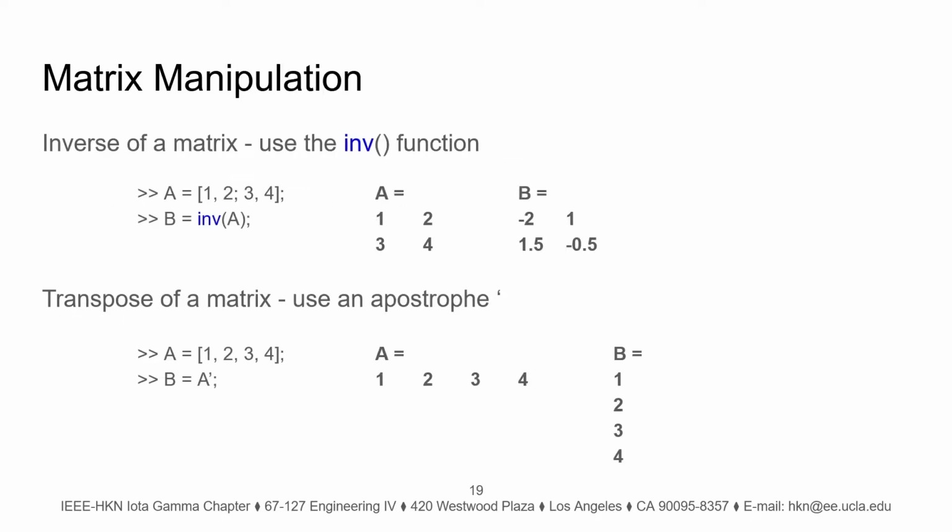There's also the inverse of a matrix, which you can get by using the inv function. You simply enter a matrix, put inv, and you'll get the inverse matrix. There's also the transpose of a matrix, where you can use an apostrophe after the matrix you want to transpose.